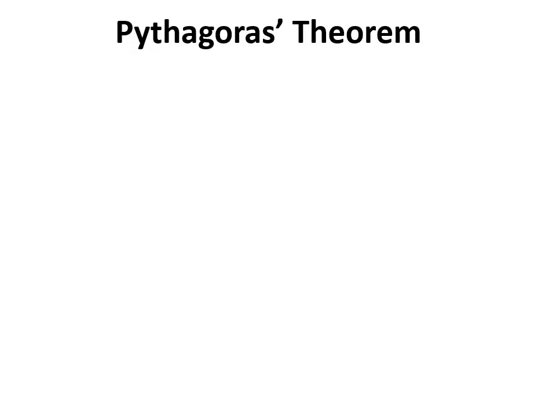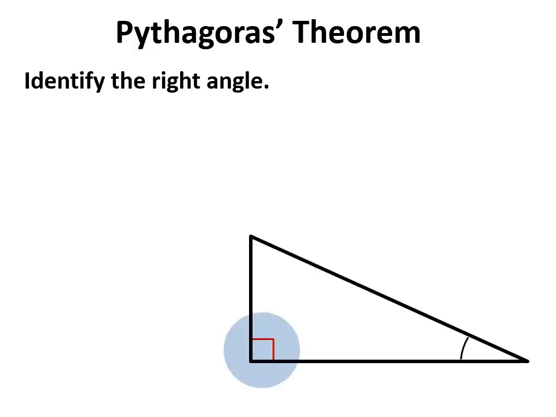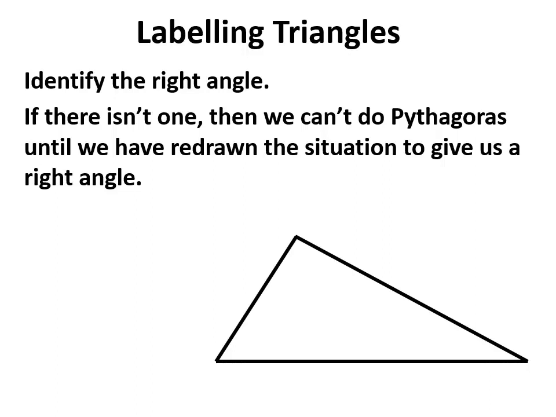This video is going to walk us through the process we use in Pythagoras theorem to solve triangles. And it's always a right angle triangle. If we don't have a right angle triangle, we can't do Pythagoras, and we have to redraw the situation so we do have a right angle triangle.